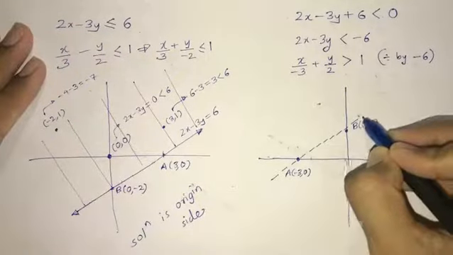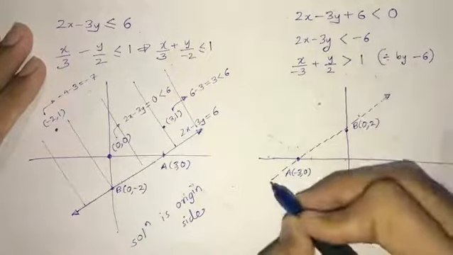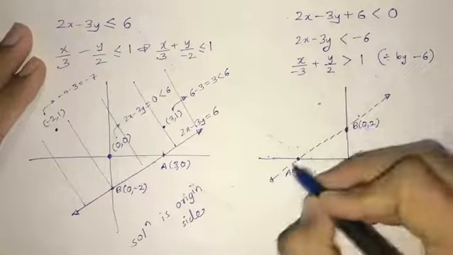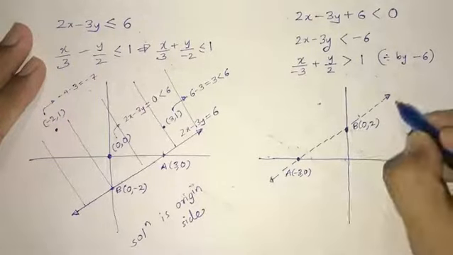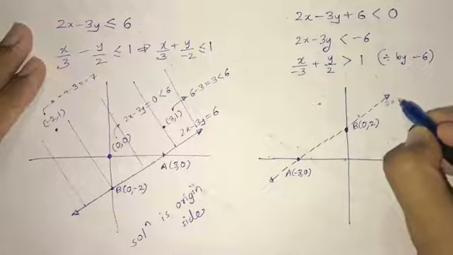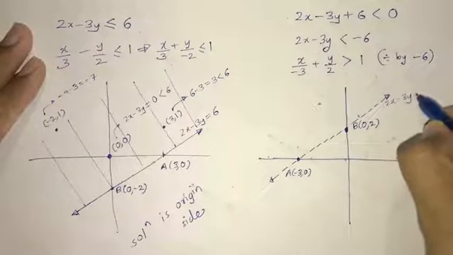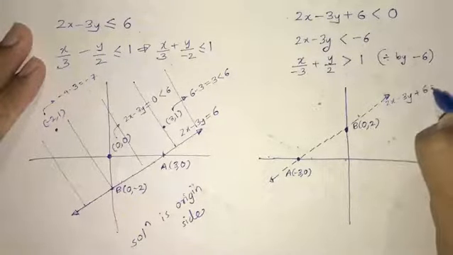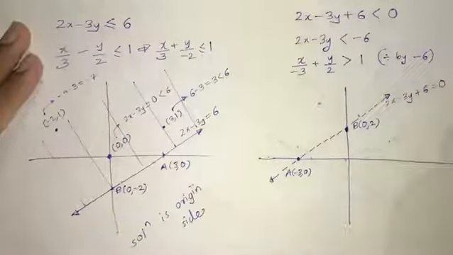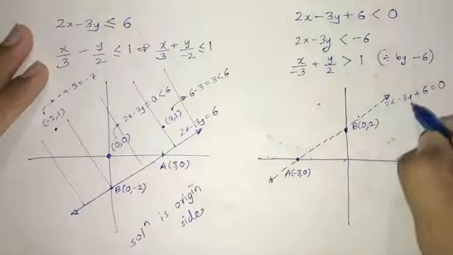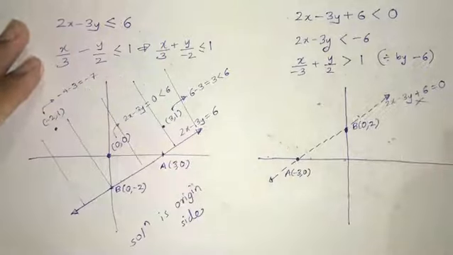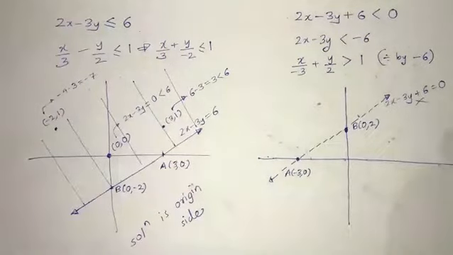Why do I have to make a dotted line? Because in this there is no equal to sign. So 2x minus 3y plus 6 equal to 0 will not be included in the solution. The straight line will not be included in the solution. The points satisfying this equation will not be part of the solution, and that's why it is a dotted line. It is an open half plane. In this it will be a closed half plane.